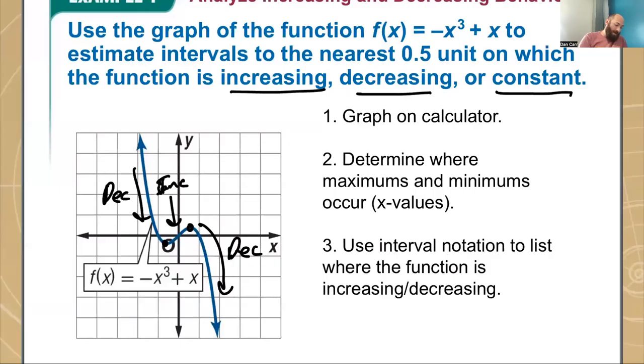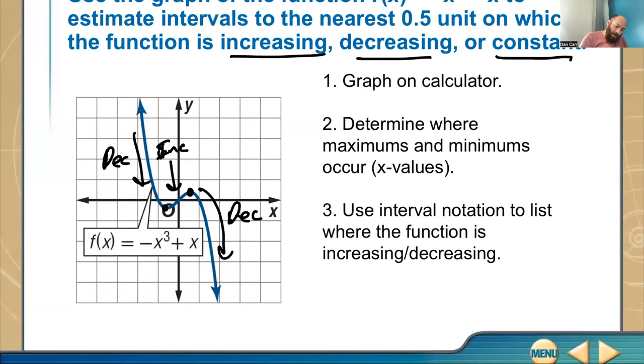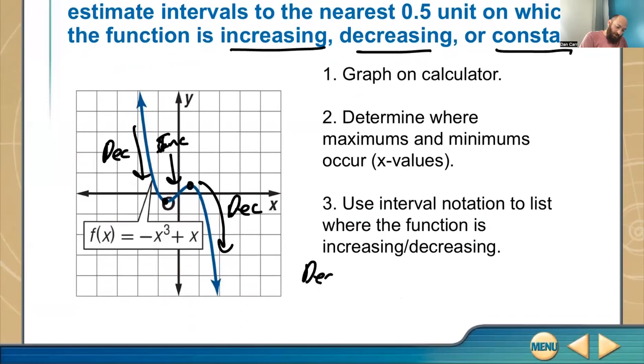Okay, come back here. So we'll start with decreasing because that's the first thing that happens to the graph. It's decreasing from the interval of negative infinity up to negative 0.6. Okay. So that's what's happening to that one.